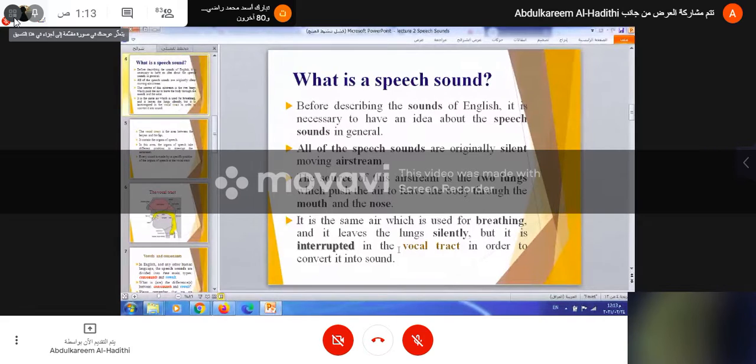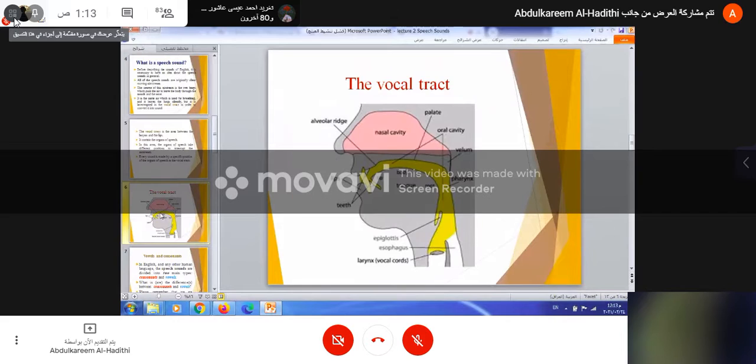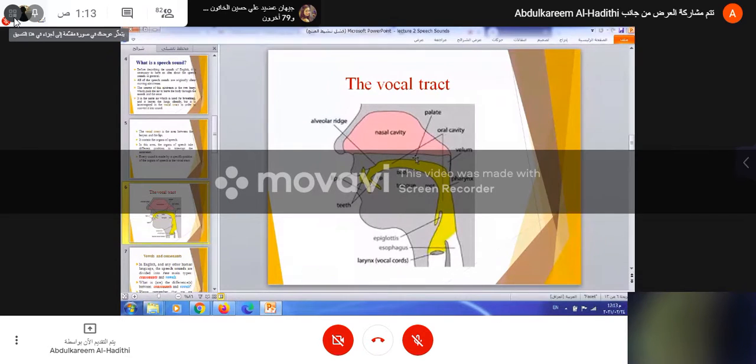What is meant by the vocal tract? The vocal tract is the area between the larynx and the lips. This is the vocal tract. The vocal tract is the area which is colored by yellow. The area with the yellow color is the vocal tract.